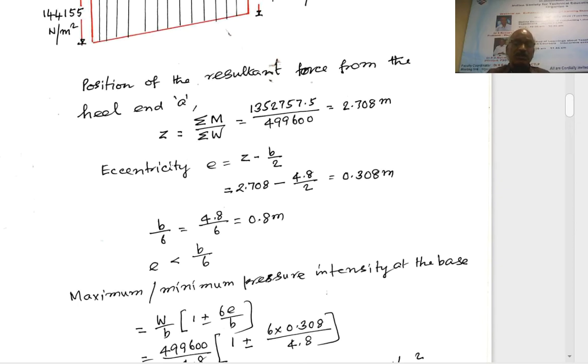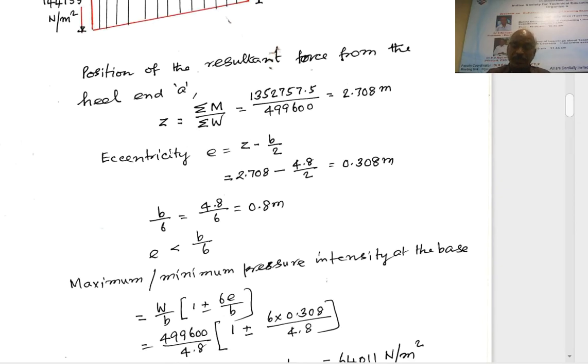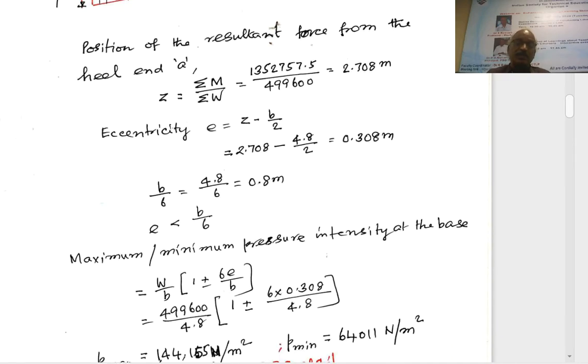The pressure is equal to W by B into 1 plus or minus 6E by B. As we have discussed in the case of the cantilever retaining wall, same procedure, finding out the maximum and minimum pressure. W is available in the second column of the stability calculation table, as we have just seen.